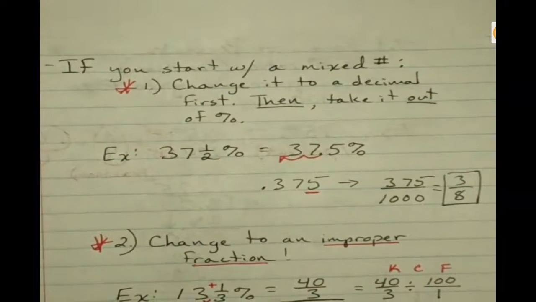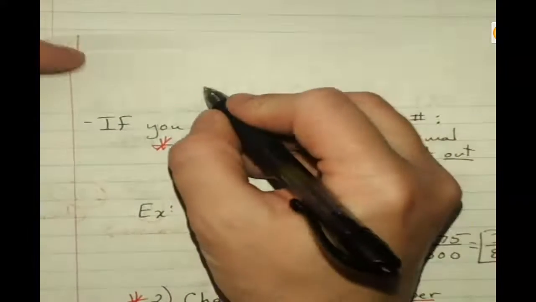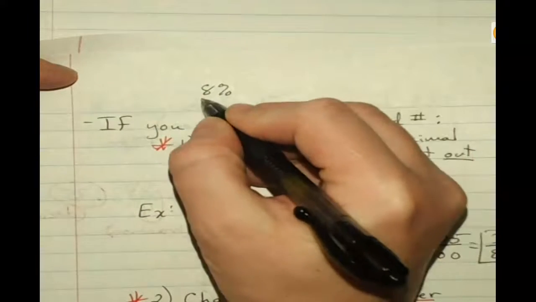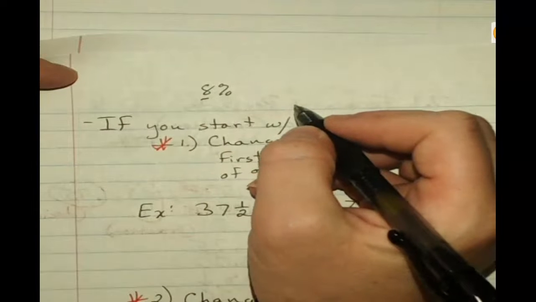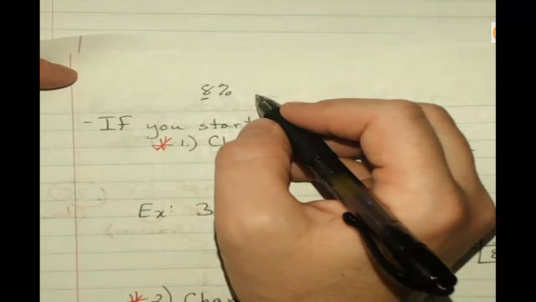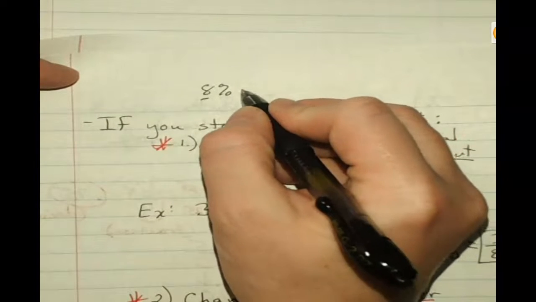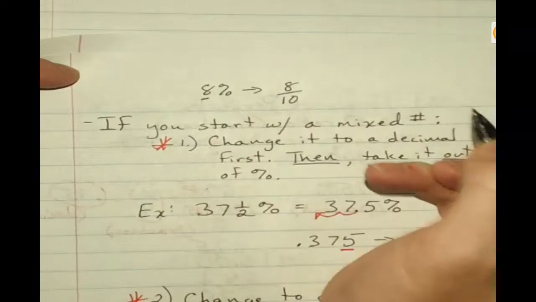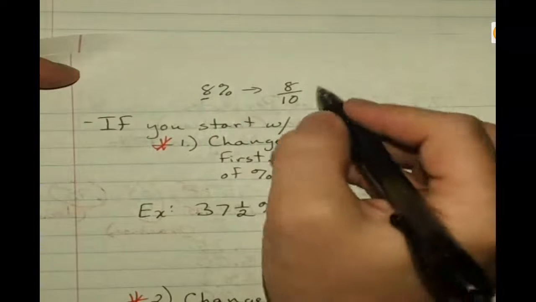In fact, if it was like 8%, what place is that? Nope. Tenths. So you'd put it over 10 and then reduce.